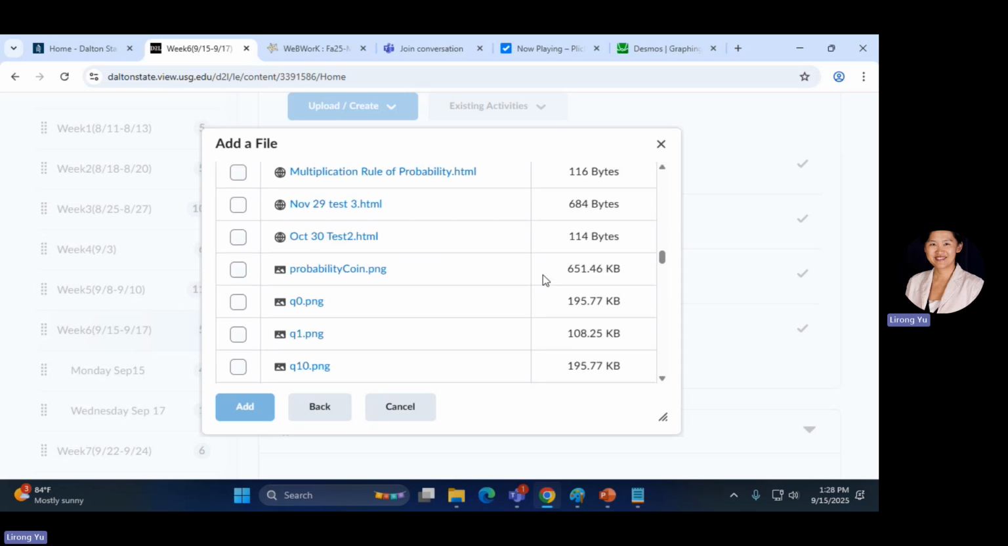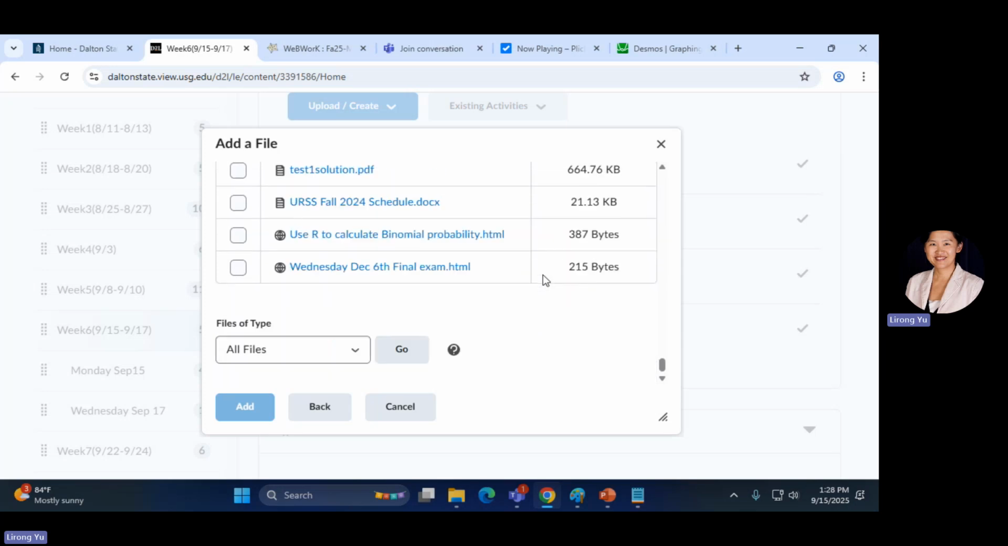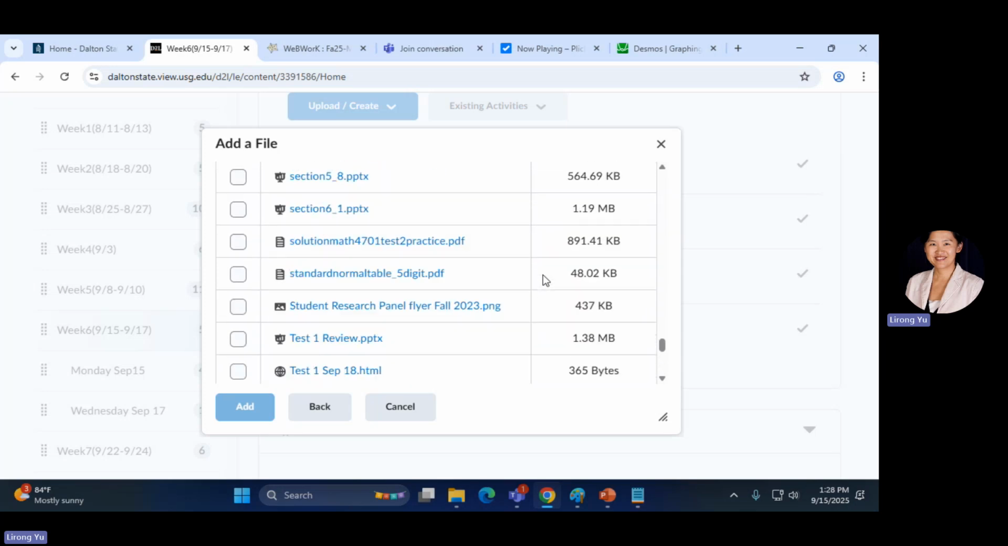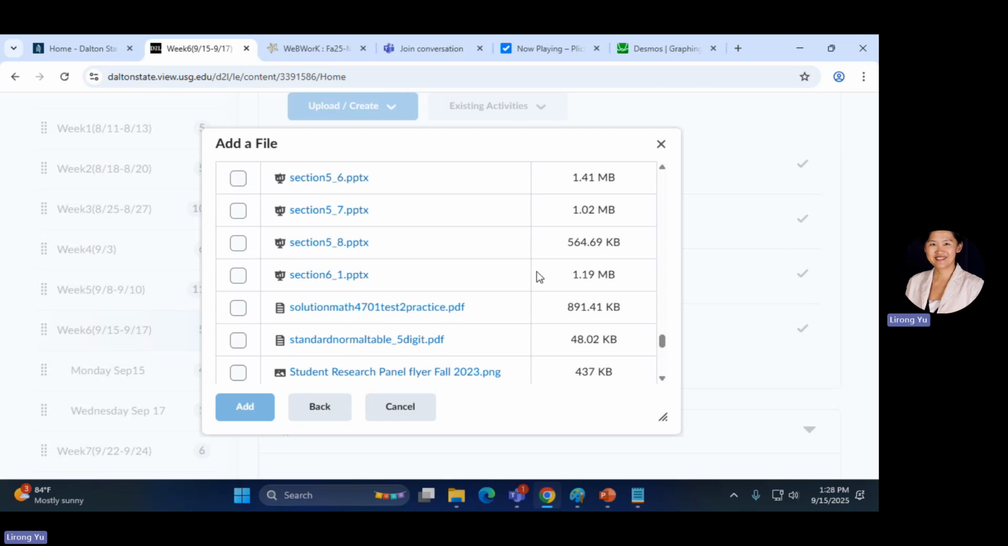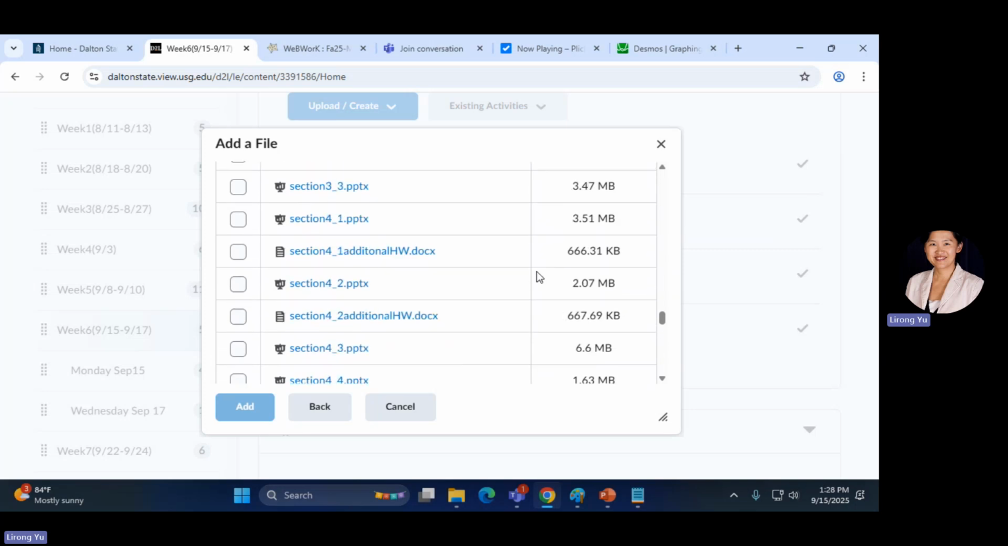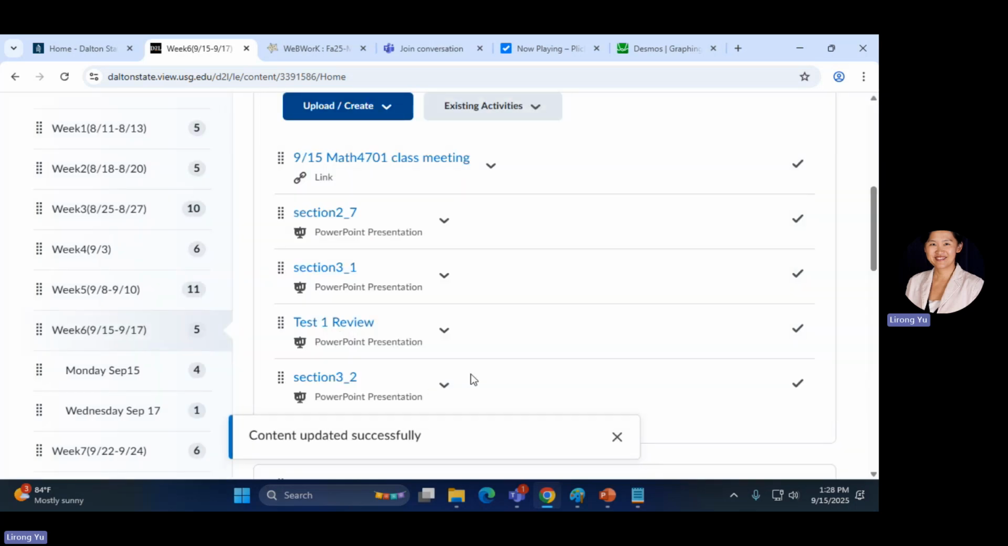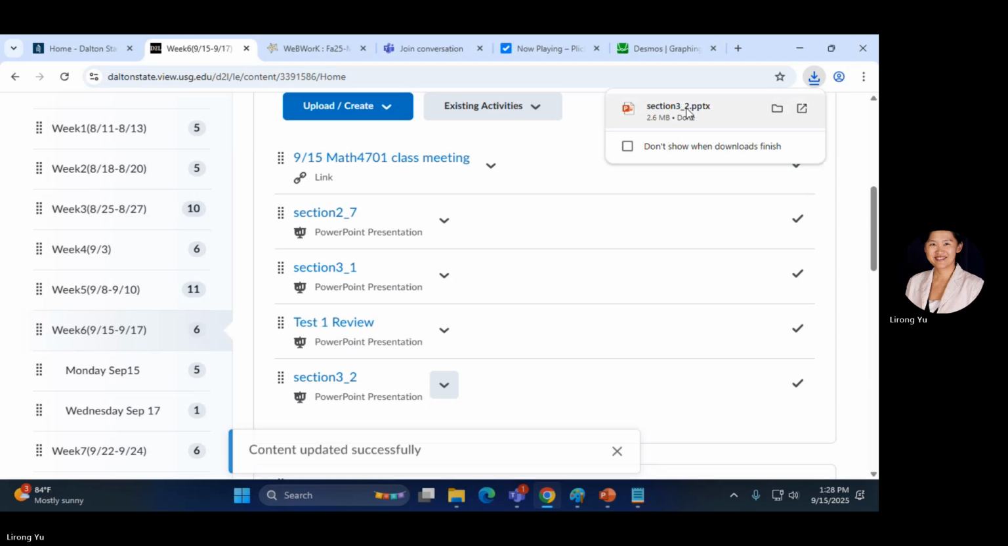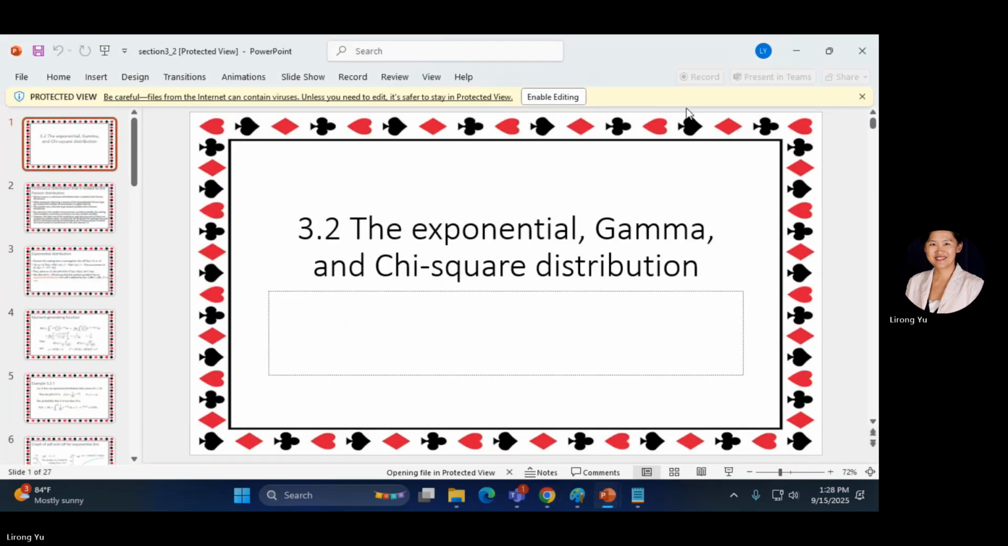So let's talk about the common type of continuous distribution. There are more continuous distributions, and there are also more discrete distributions, but we can only cover so much. Let's see. Two examples. Okay. The title of 3.2 is exponential distribution, gamma distribution, and chi-square distribution.